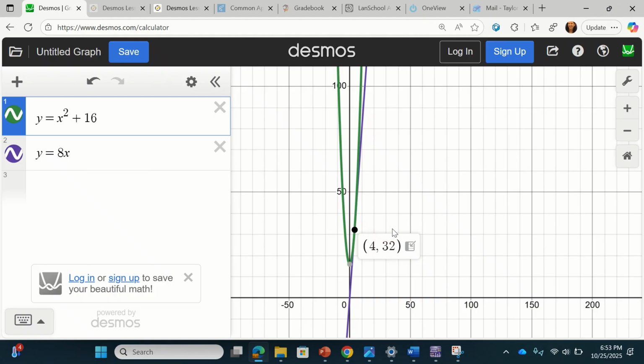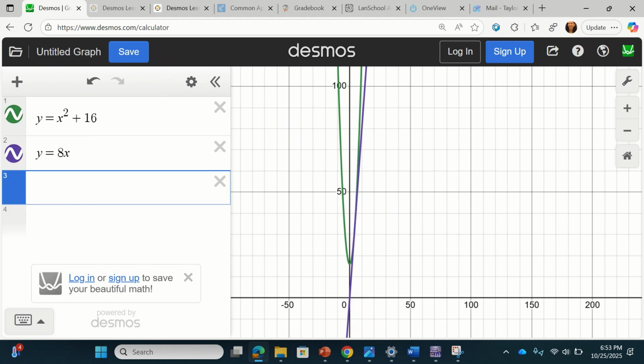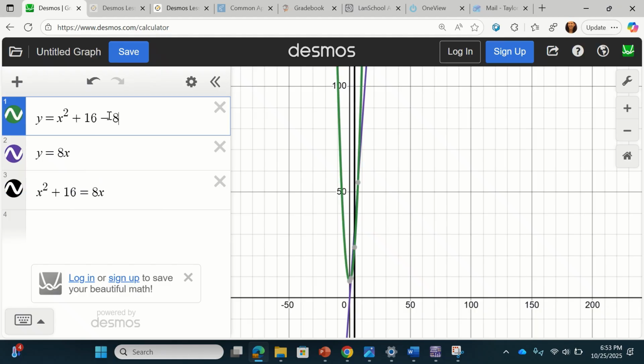And I know that because there's not another point of intersection. If it crossed it again, like if it went on the inside and then crossed outside, there would be another point of intersection. Now, here's what I think is the best way to actually visualize that. Remember, this was our original equation. I'm going to go ahead and subtract 8x from both sides. So that'll give me x squared plus 16 minus 8x. Get these out of the way.